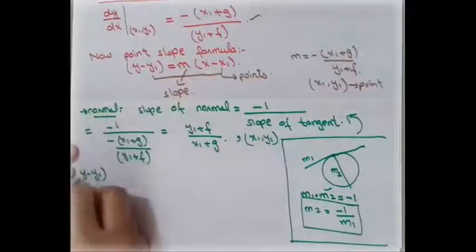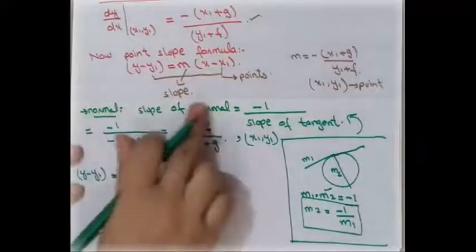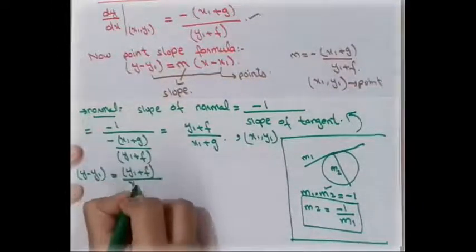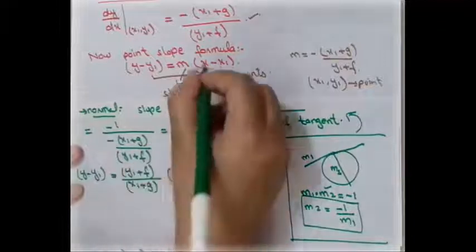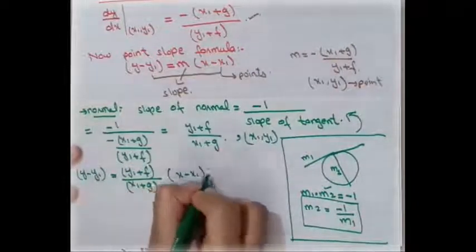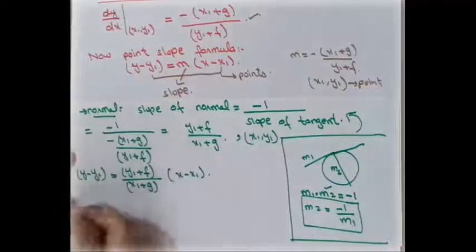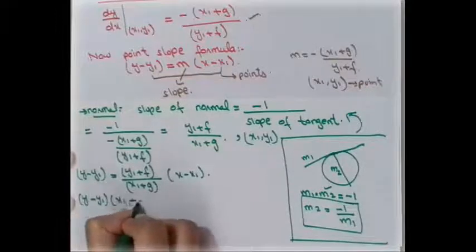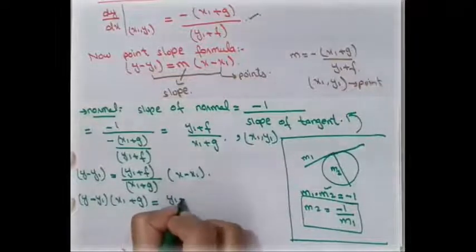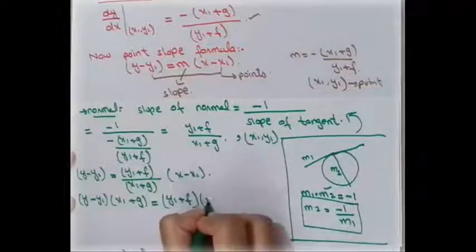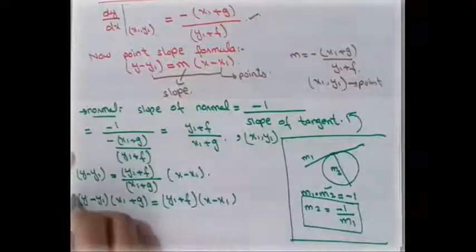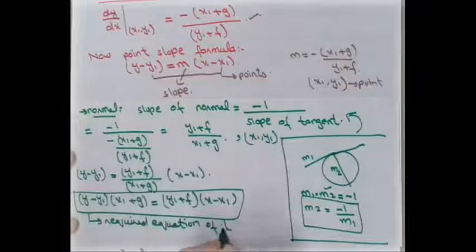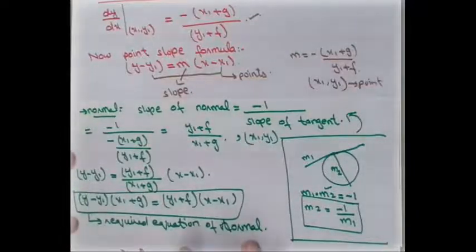y minus y1 equals the slope, which in the normal case will be (y1 plus f) divided by (x1 plus g), times (x minus x1). If we multiply this factor on both sides, we will get (y minus y1)(x1 plus g) equals (y1 plus f)(x minus x1), and this is the final equation. So this is the required equation of a normal.